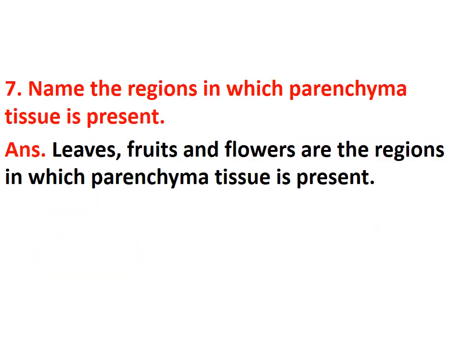Seventh was, name the regions in which parenchyma tissue is present. Answer, leaves, fruits and flowers. These are the regions in which parenchyma tissue is present. So I have told you all the answers. Now you can match your answers with whatever you have written, and you can correct them if they are wrong.